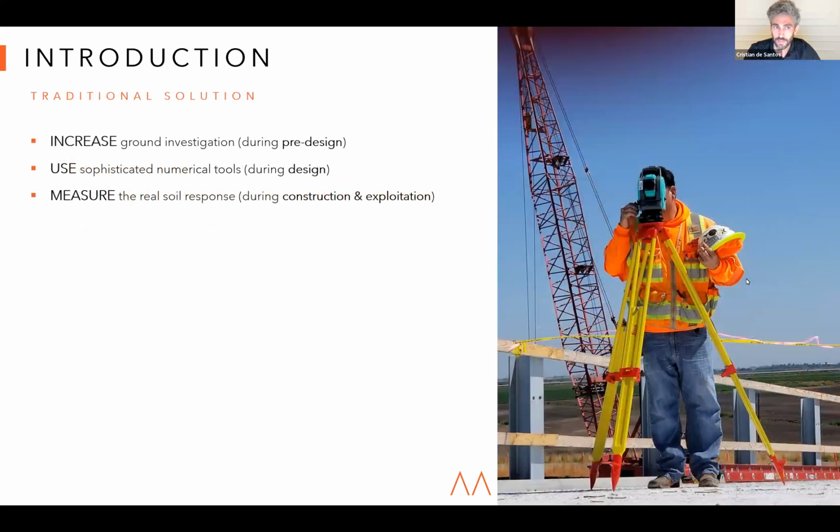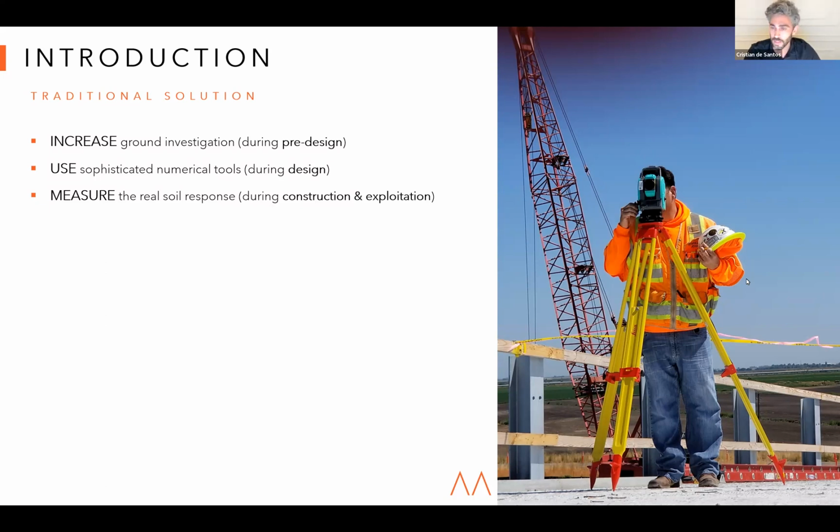How has the industry traditionally been tackling this problem? Simplifying, we can say that there are three different approaches. The first one is increasing ground investigation, especially during pre-design and design stages. So more laboratory tests, more in situ tests, with the idea of better characterizing the ground conditions.